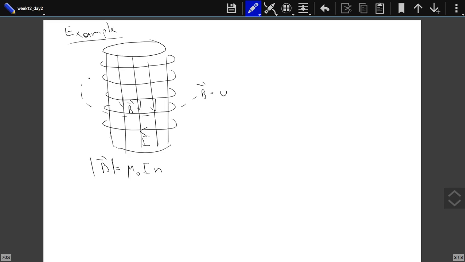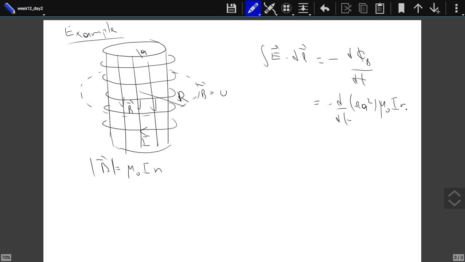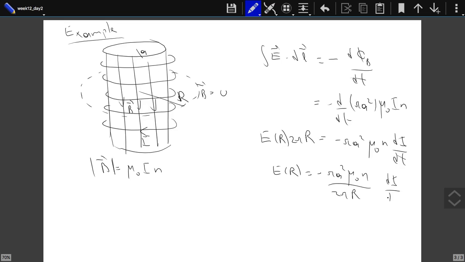So if you imagine such a loop with capital R as its radius, E dot dl will be minus d phi B by dt, where the solenoid has radius a. That is minus d by dt of pi a squared, which is the area, times mu 0 I n, and it is I that is changing, so minus pi a squared mu 0 n dI by dt. On the other hand, E dot dl will be just E at the point R times 2 pi R, so E of R will be equal to minus pi a squared mu 0 n over 2 pi R times dI by dt.